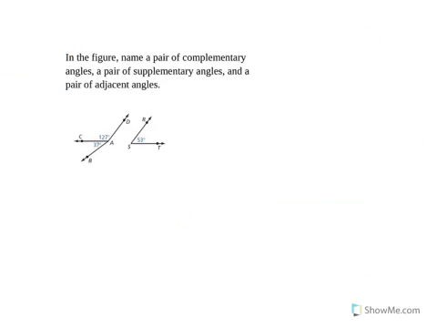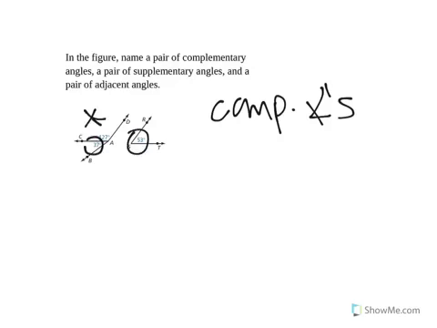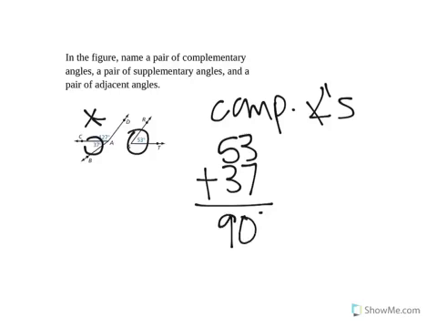So we're going to try an example. It says, in the figure, name a pair of complementary angles and a pair of supplementary angles and a pair of adjacent angles. Okay, so let's start with the complementary angles. Well, we need two angles that are going to add up to 90 degrees. I know 127 is not going to work because it's bigger than 90. But if I take a look at 37 and 53, if I add those together, then I get 90 degrees. So those are actually my two angles that are complementary.